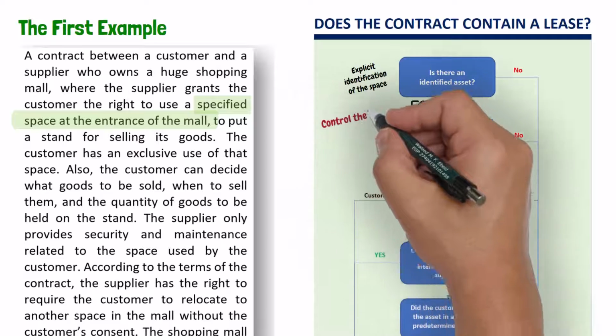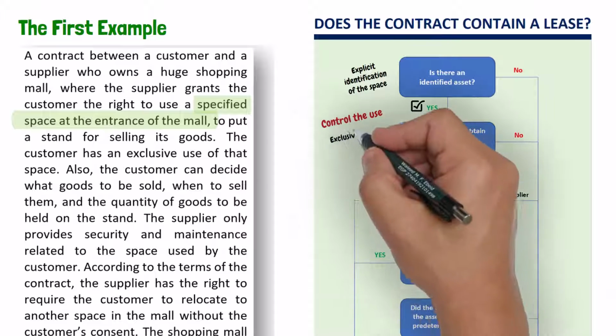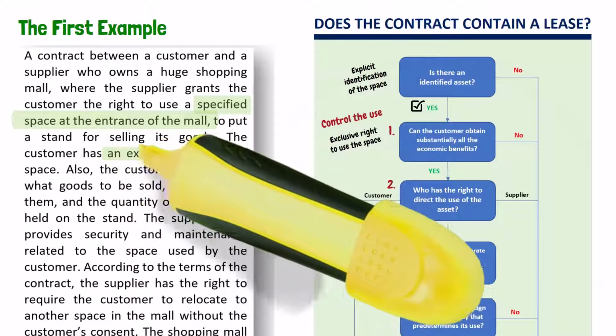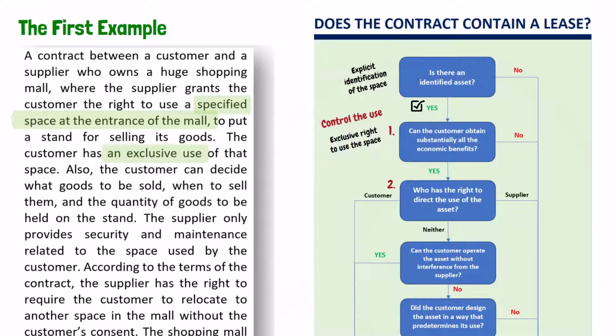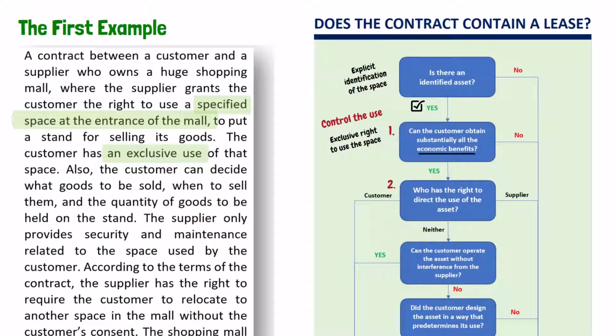Second, the customer can control the use of the space throughout the period of use, because the two conditions for that were satisfied. The contract states that the customer has an exclusive right to use the space, which means that the customer is entitled to substantially all the economic benefits from the use of the space during the period of use, and that satisfies the first condition.